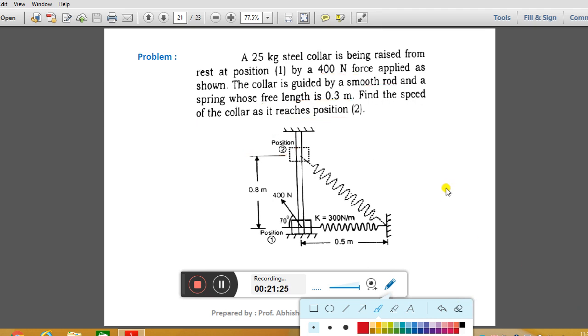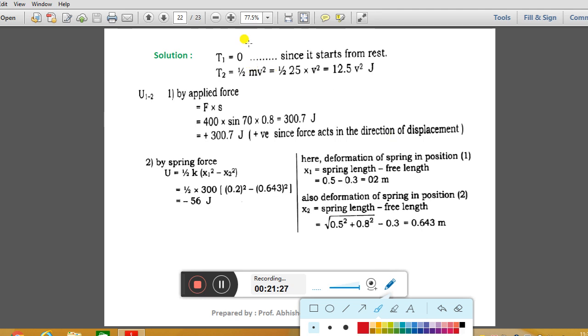We have already calculated the initial value of kinetic energy. Now calculate the final value of kinetic energy. This can be calculated by the expression half m v square. The mass of the steel collar is 25 kg, so half into 25 into v square. In this way we can calculate the final value of kinetic energy, that is the kinetic energy at position 2, and put the unit joule.